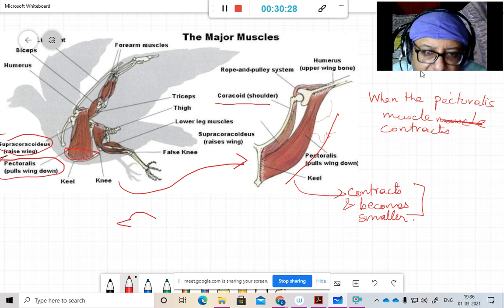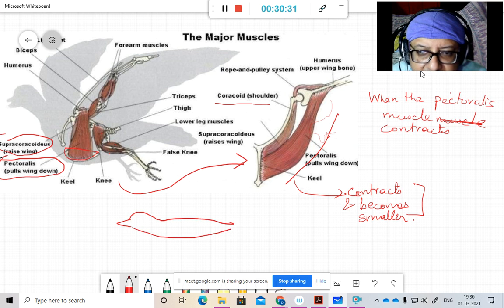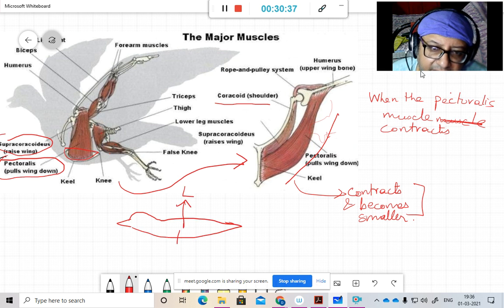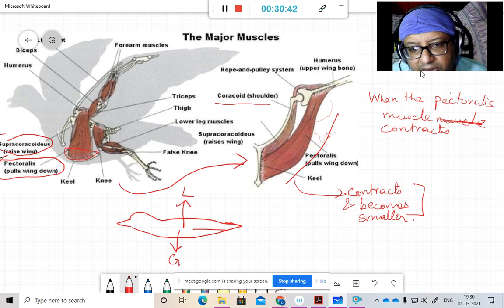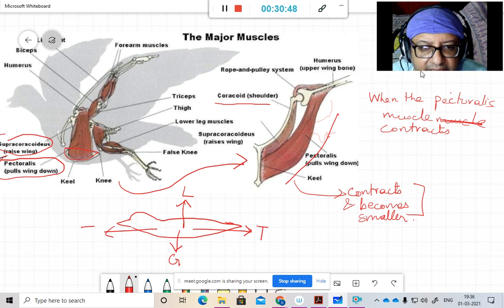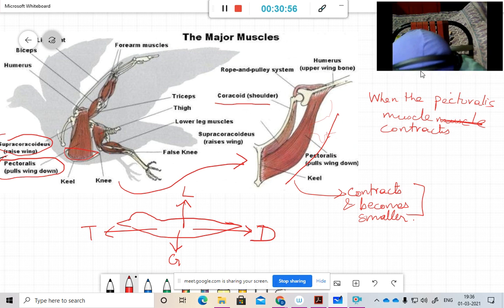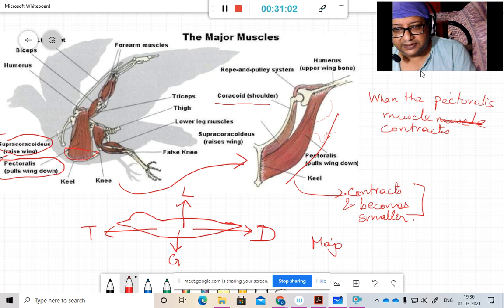So the flight of a bird has 4 actions. One is lift, and one is gravity, which pulls it down. Then there is thrust, which pushes it forward. And friction, which pulls it back, is known as drag. So there are 4 things. So these are the major muscles for flight.